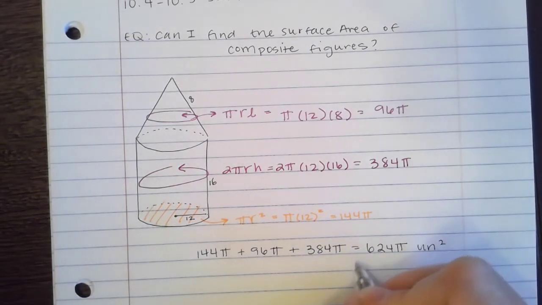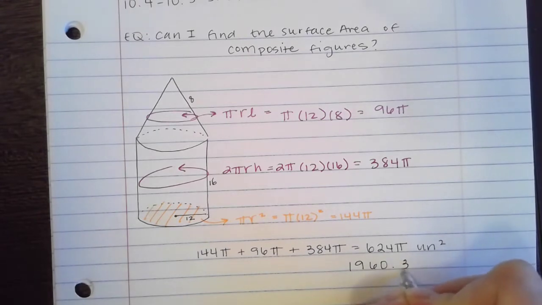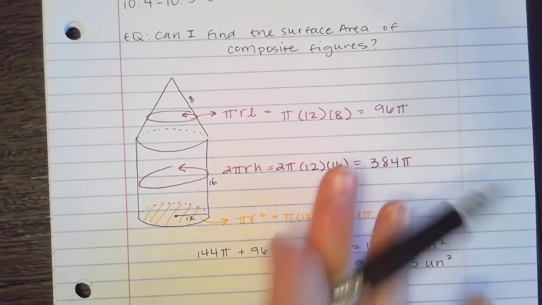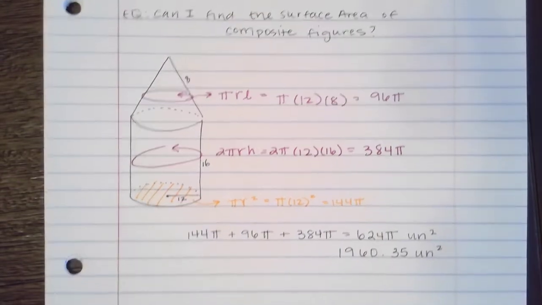If I would ask you to round that, you'd plug that in your calculator using the pi button, and you would get 1,960.35 units squared if I asked you to round to the nearest hundredth. So that is how you'd piece it together.